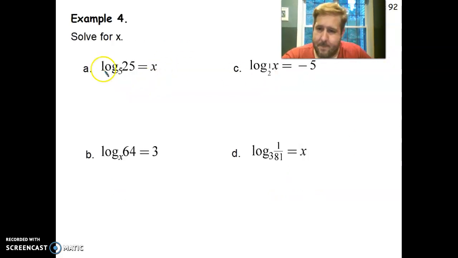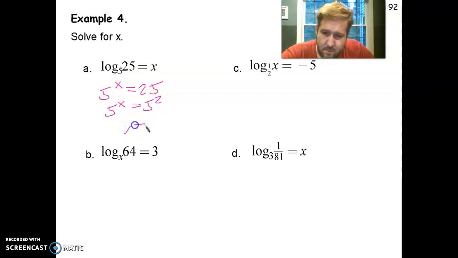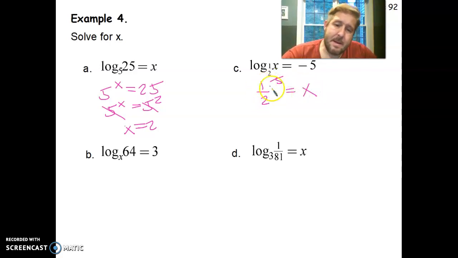All right, now, solving for x. In this case, 5 to the x power is 25. If I'm trying to solve for x, I'm trying to figure out what x is. I'm going to change them both to base 5. This is really 5 squared, so therefore x must be 2 because the base is canceled out. For this one, we have 1/2 to the negative 5th equals x. 1/2, remember, flipped because it's negative, becomes really 2 to the 5th. So 2, 4, 8, 16, 32. So it looks like x is 32.